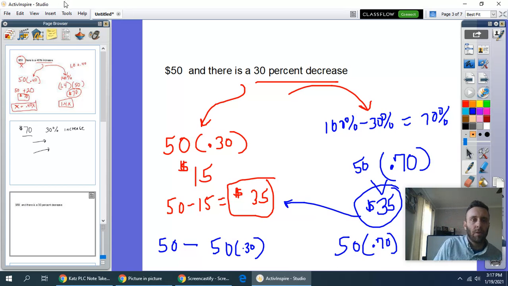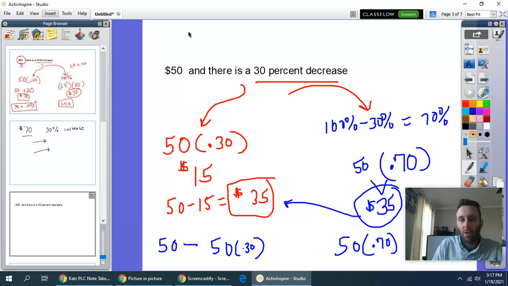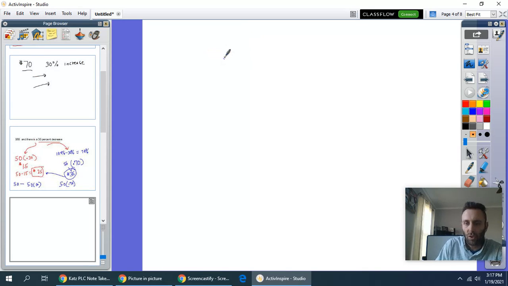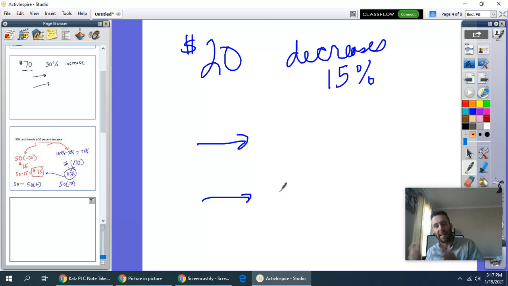Okay. So now go ahead and do this problem. And please remember, rewind if you're not sure how to do it. We'll say something is $20 and it decreases a percentage. We're going to say it decreases 15%. What's the new price? And also, what are the two equations that you could have used to get that answer?